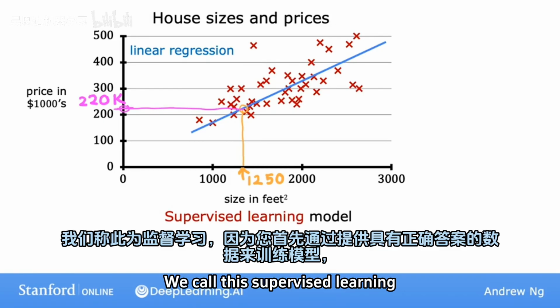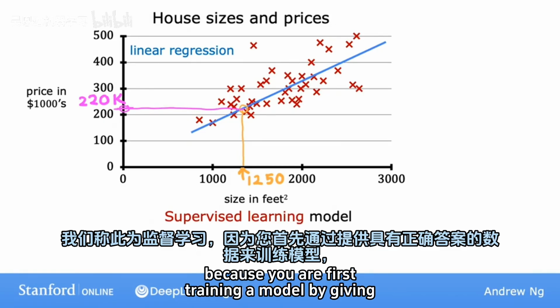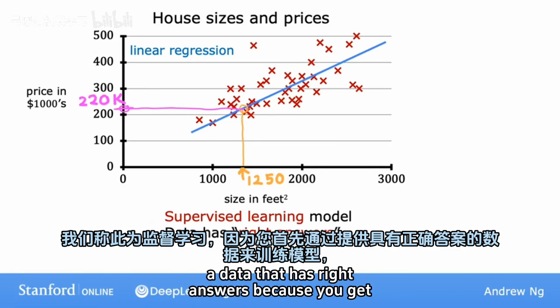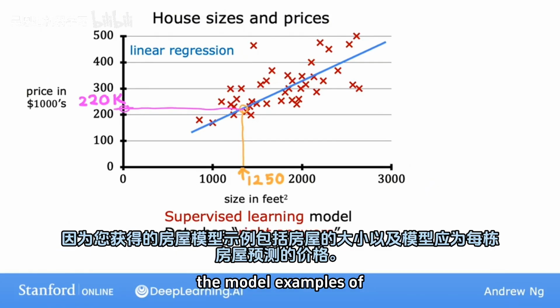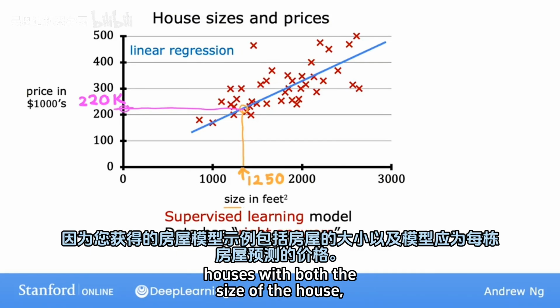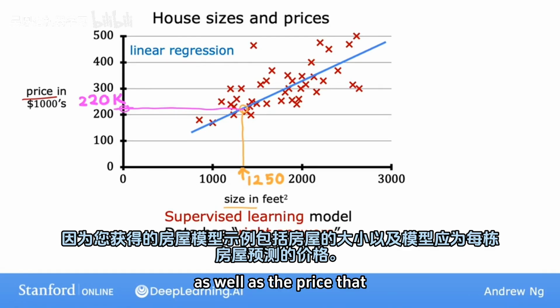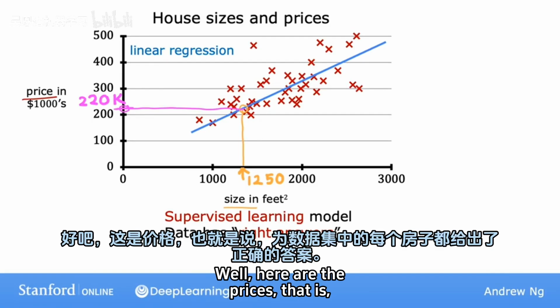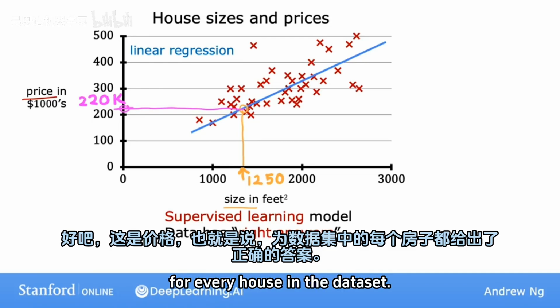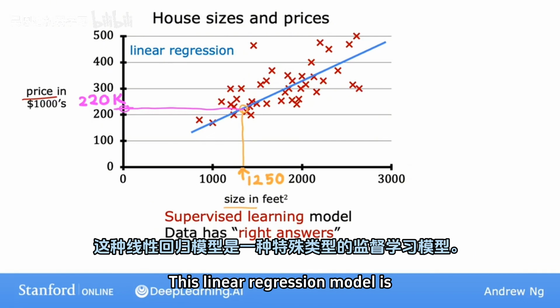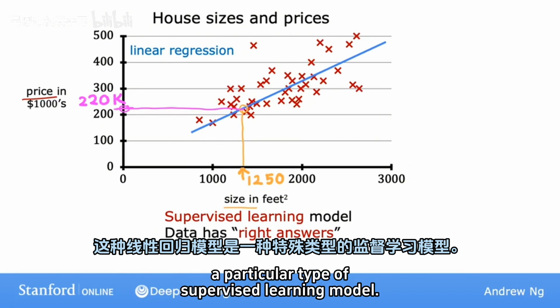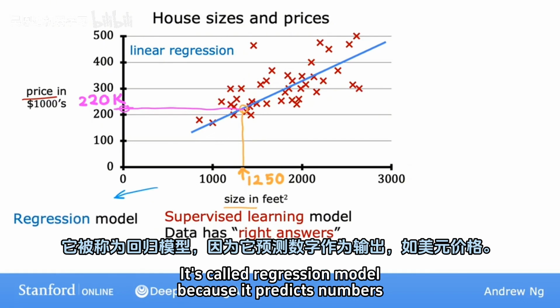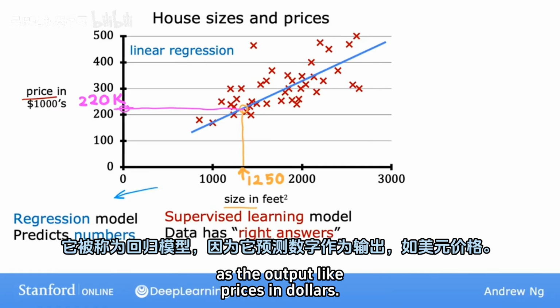We call this supervised learning because you are first training your model by giving it data that has the right answers. Because you give the model examples of houses with both the size of the house as well as the price that the model should predict for each house. Here the prices, that is, the right answers, are given for every house in the dataset. This linear regression model is a particular type of supervised learning model. It's called a regression model because it predicts numbers as the output, like prices in dollars.